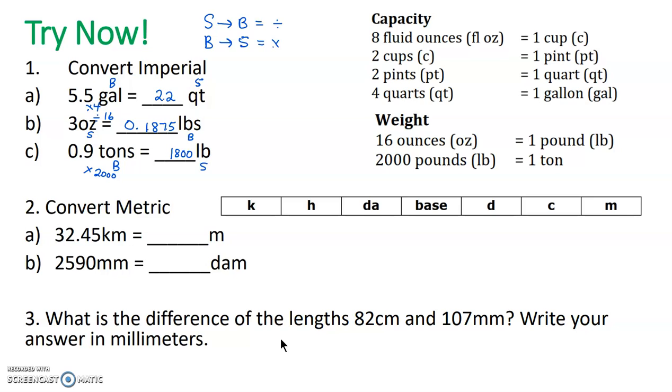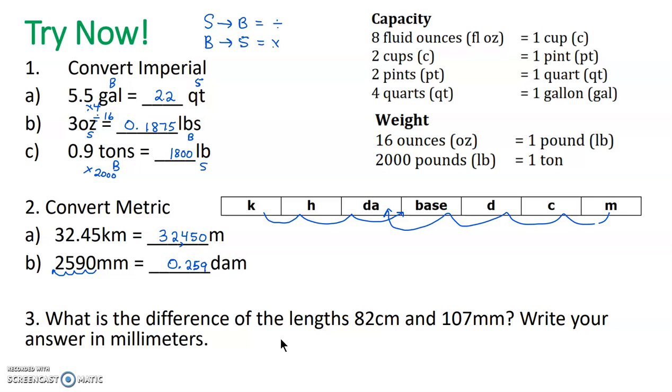For number 2, converting metric, we're going from kilometers to the base to meters. That is 3 decimal places to the right. So you're going to move your decimal over and add 1 0, 32,450 meters. From millimeters to decameters, you're going to move 1, 2, 3, 4 places to the left. So you're going to be moving your decimal 4 places to the left, giving 0.259 decameters.